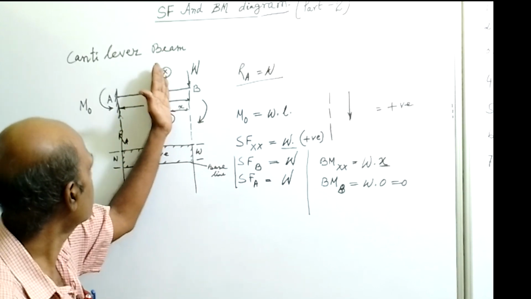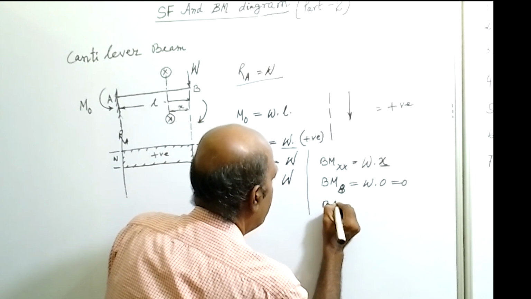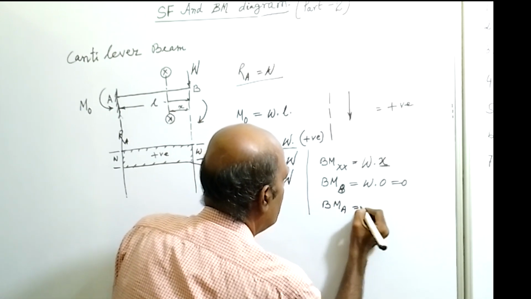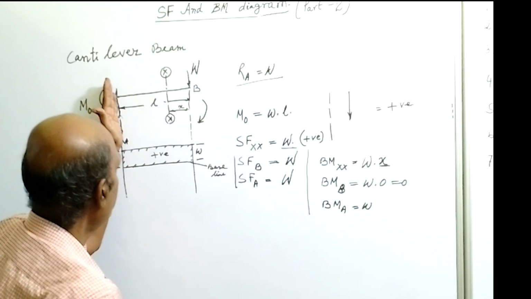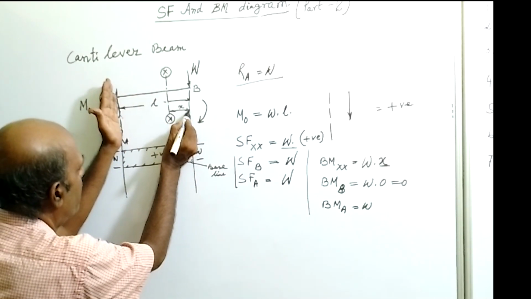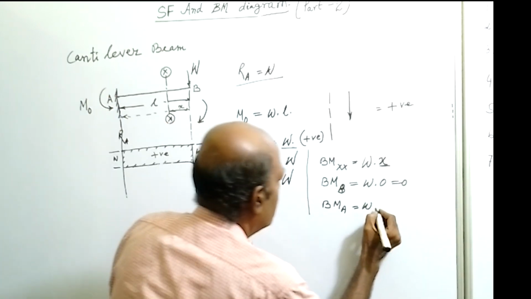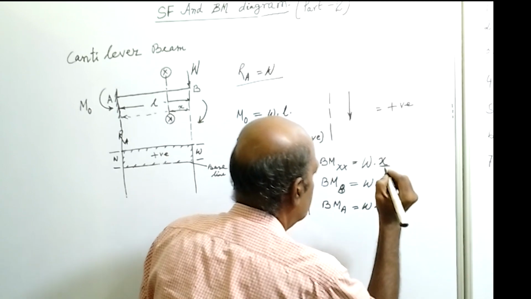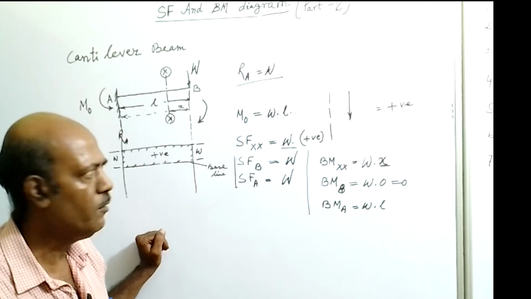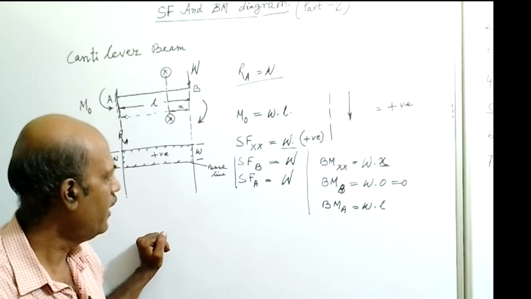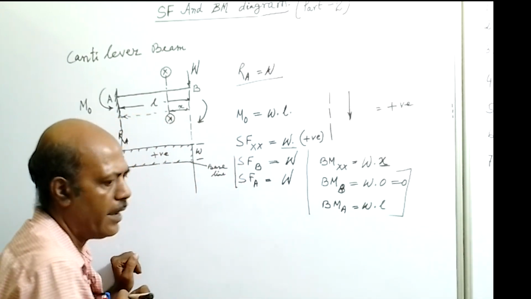Now we will slide the section to point A. When we slide the section to point A, X is measured from the free end, so X will become L. So that means bending moment at point A will be W into L. With this information, we will draw the bending moment diagram.